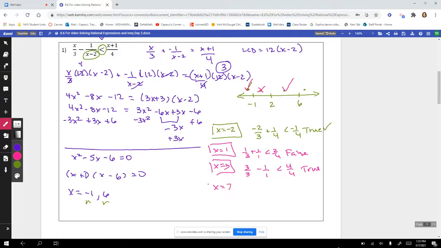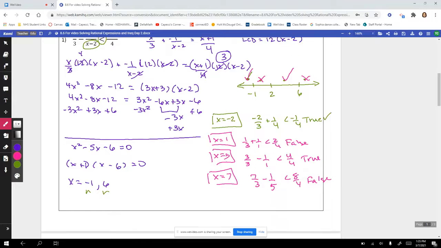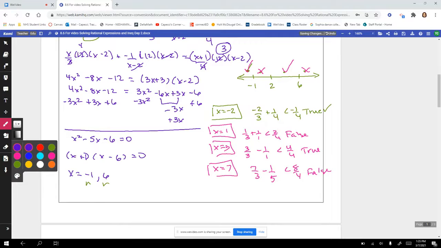Do the same thing where x is equal to 7. My last region, 7/3 minus 1/5 is less than 8/4. That's false. So that doesn't work. So then when I'm done, I look at all the regions I have and what works.